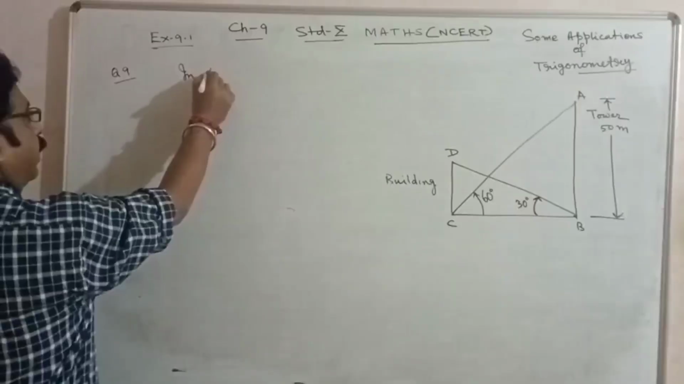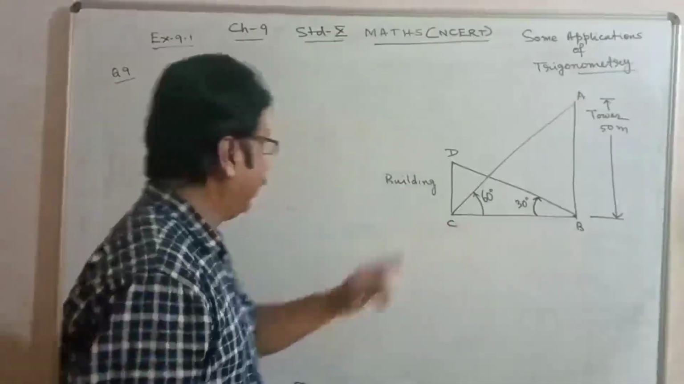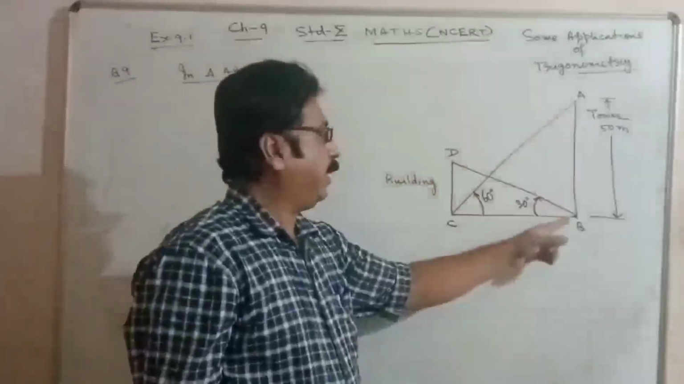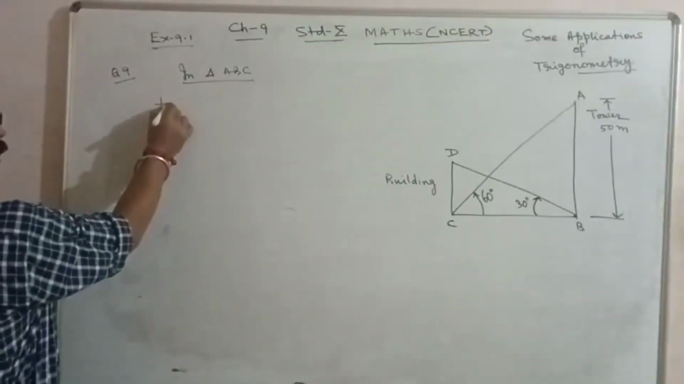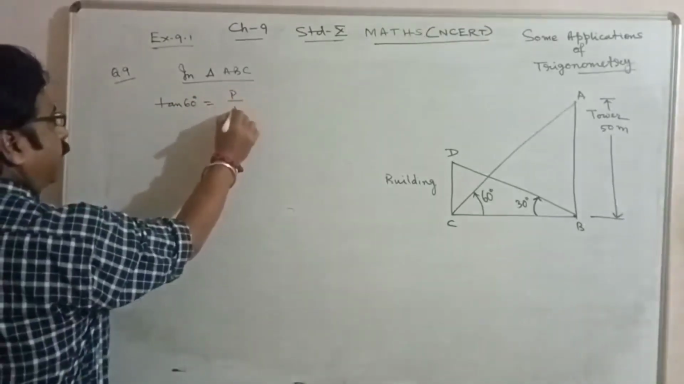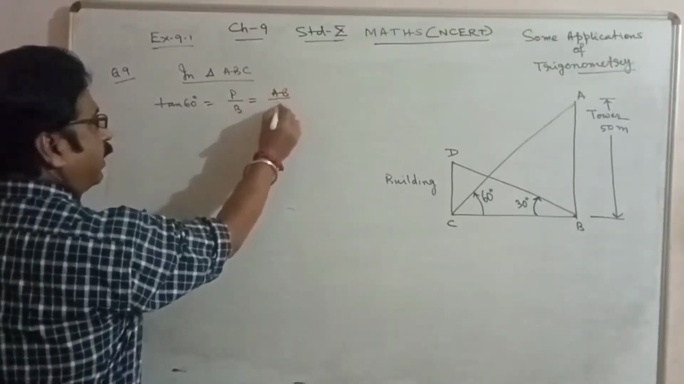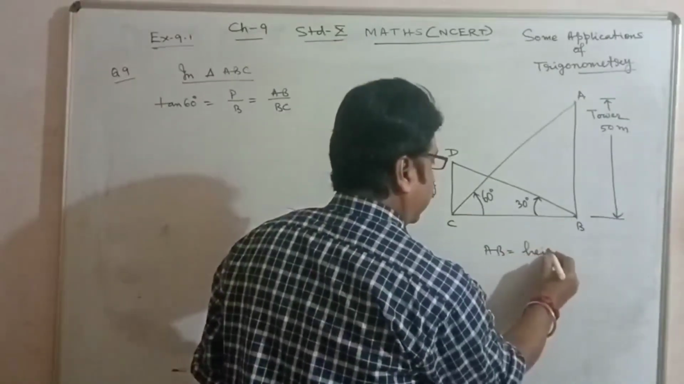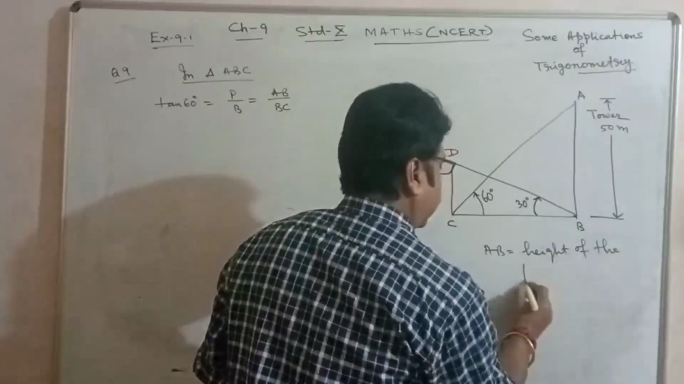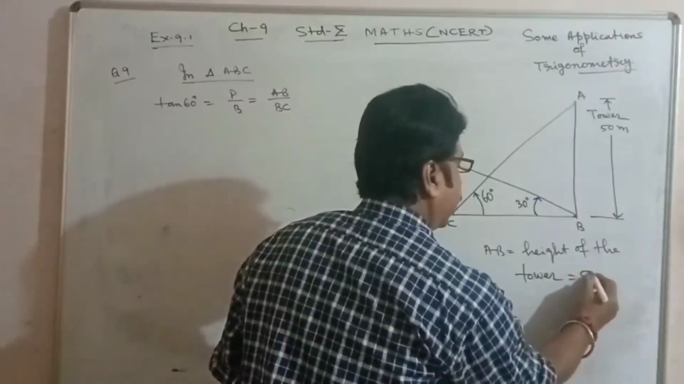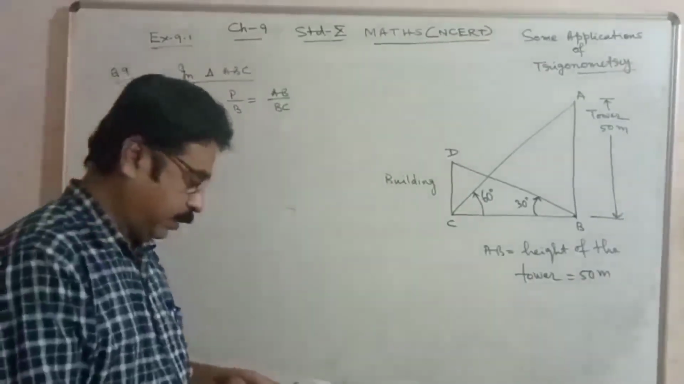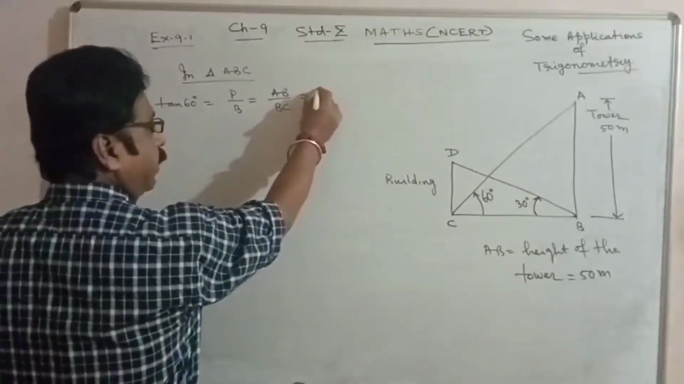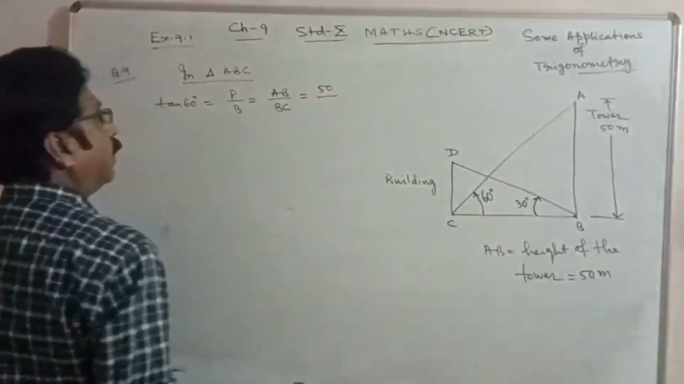First take triangle ABC. C is 60 degree. Tan 60 degree is perpendicular upon base. Perpendicular is AB. Base is BC. Here AB, the height of the tower, is given, equals 50 meter. Then in place of AB we can write 50, upon BC.